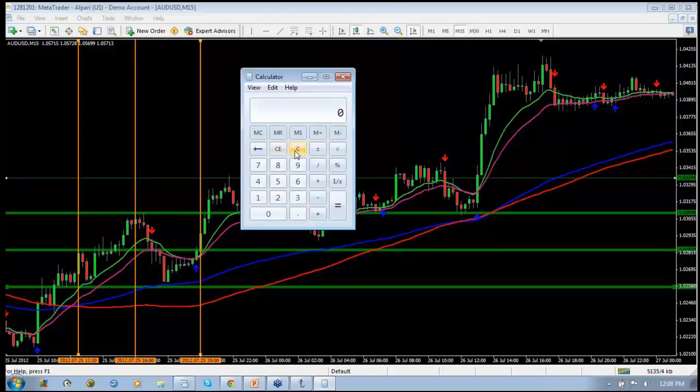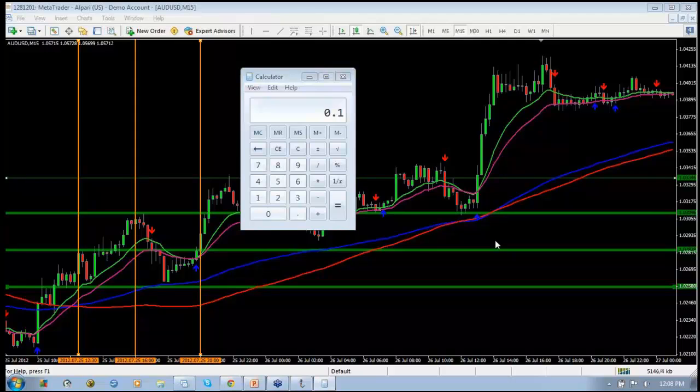We're going to multiply this out. We're going to find out what 2% is. We're going to multiply 1,000 by 2%, 0.02. That's $20. We can risk $20. Now, our stop loss on the first trade, I think, was 20 pips. So 20 divided by 20 equals $1. That's going to be our lot size.